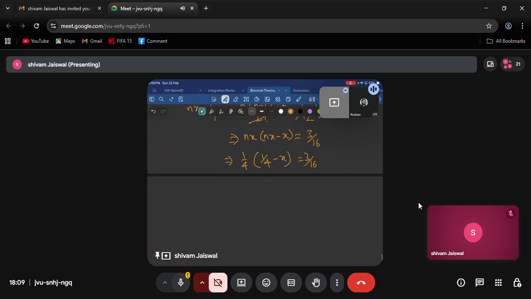Okay, now see, 4 will get cancelled. So I've got 1 by 4 minus x is equal to 3 by 4. So from here, what is the value of x? x is equal to 1 by 4 minus 3 by 4, which will give us how much? Minus half. Is it clear? Tell me. Yes, sir.